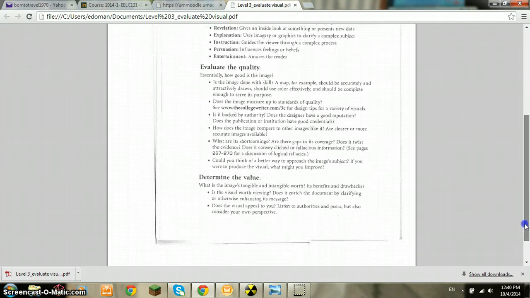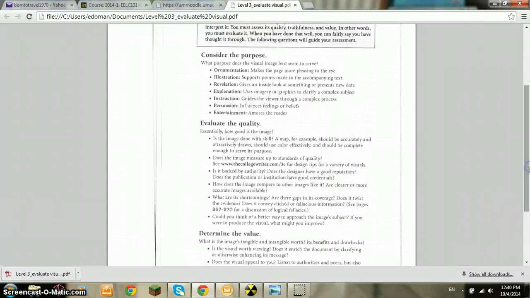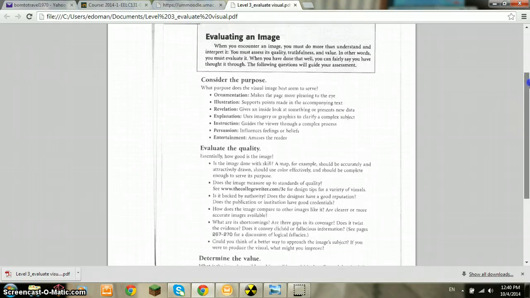And finally, you should determine the value of the image. Is the visual worth viewing? Does it enrich the document by enhancing its message? Does the visual appeal to you? So, in order to practice evaluating an image, let's look at one of the images that I have chosen for you.